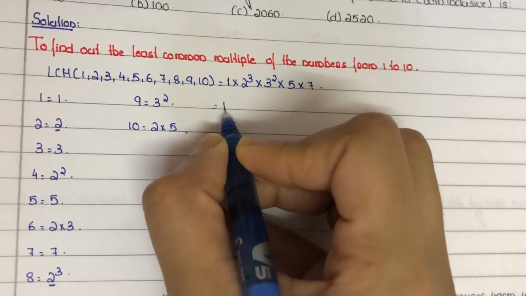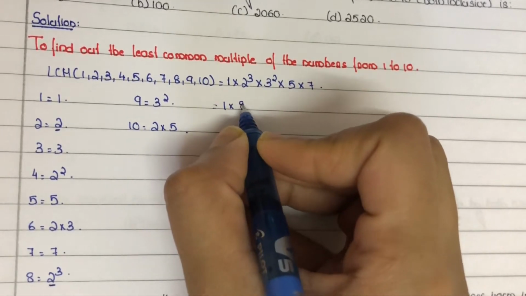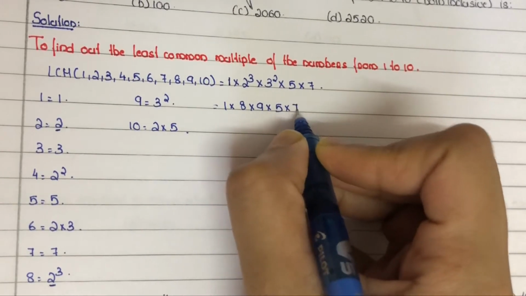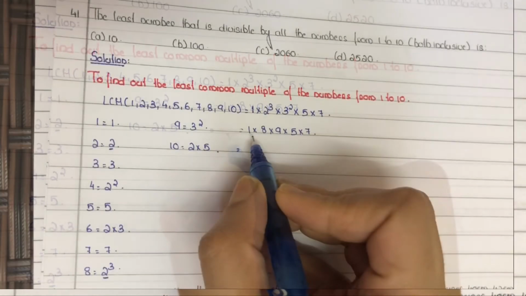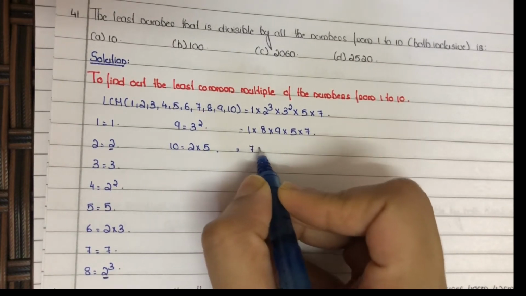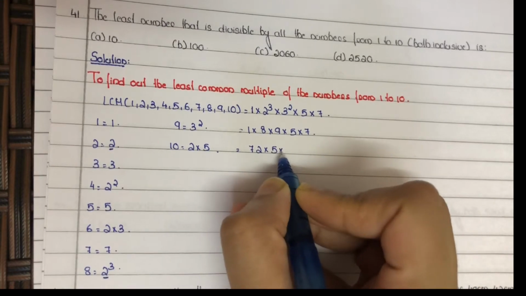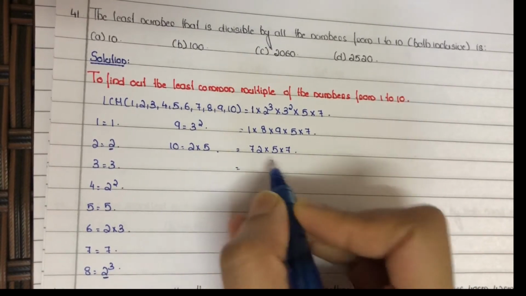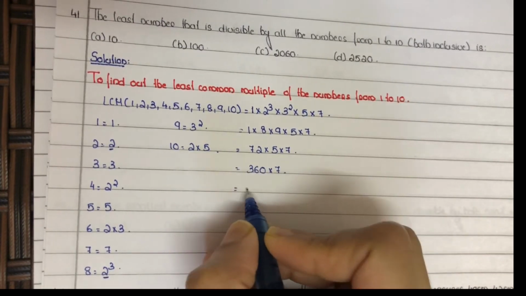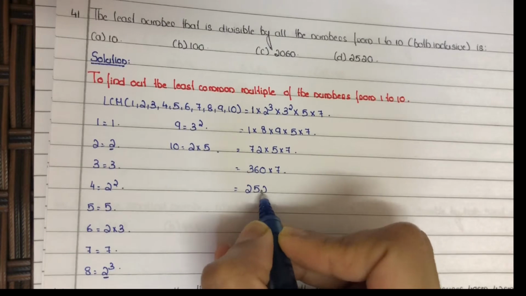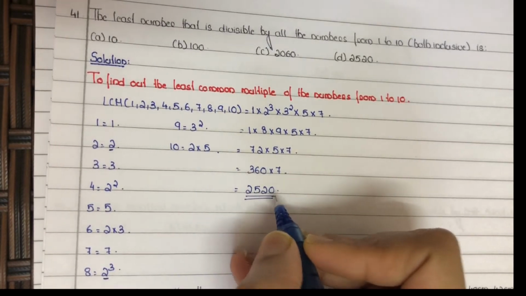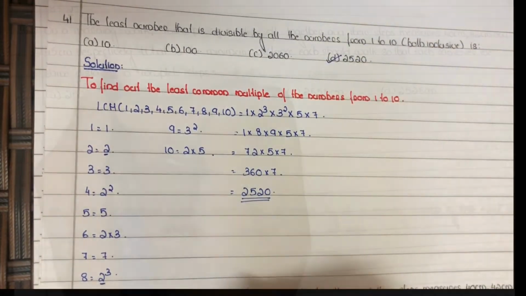Equal to 1 into 2 raised to 3, 8, into 9 into 5 into 7, equal to 1 into 8, 8 into 9, 72 into 5 into 7. Next, 72 into 5 is 360, into 7 equal to 2520. So LCM is 2520. That is our option D.